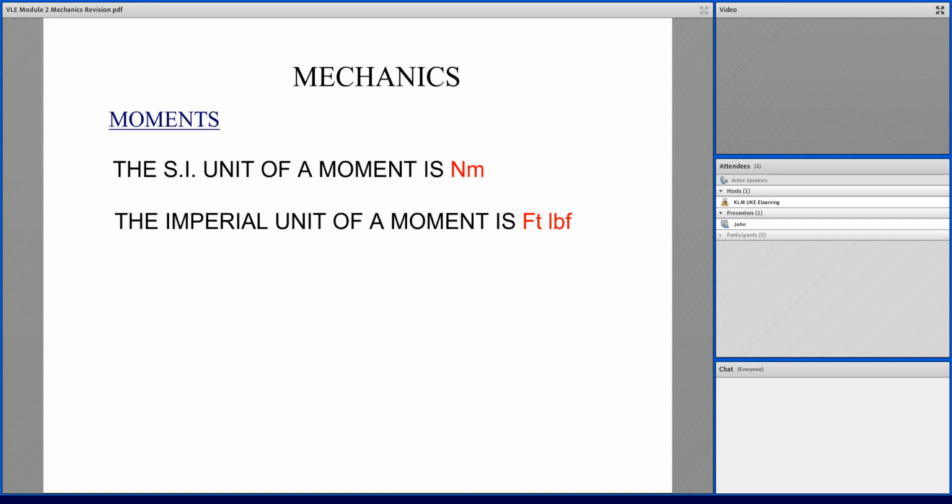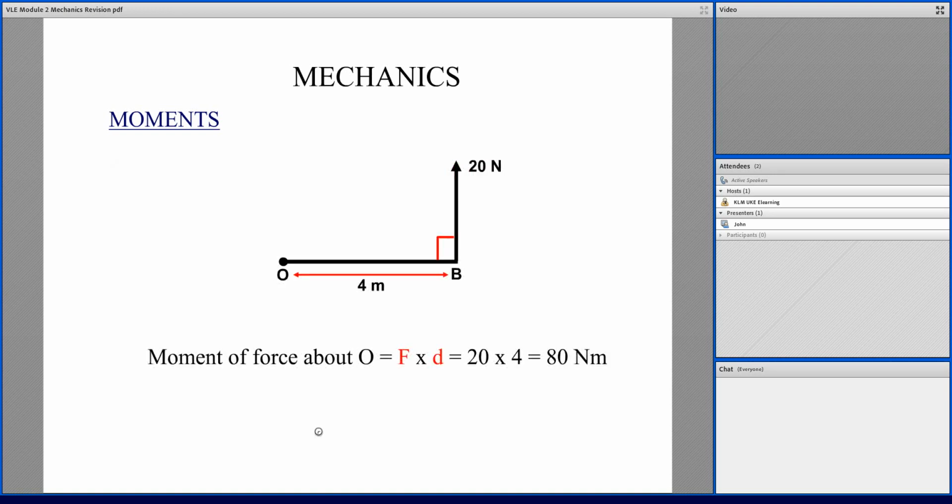What you mustn't get mixed up here, especially when we're talking about torque, is that this Newton meter has the equivalent units of work, which is also a Newton meter or a joule. But the two are not the same thing, so just do bear that in mind. Now, a few very simple examples, just using the formula or the relationship of the moment.